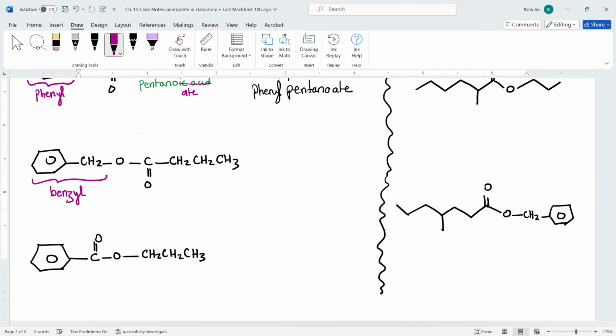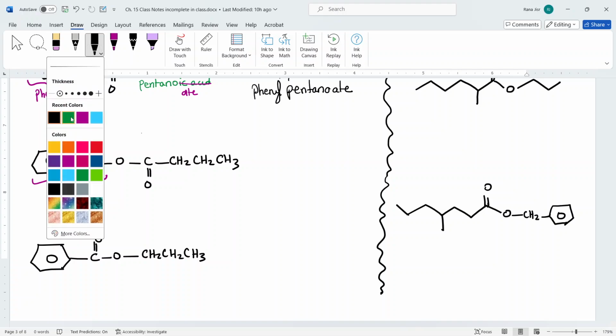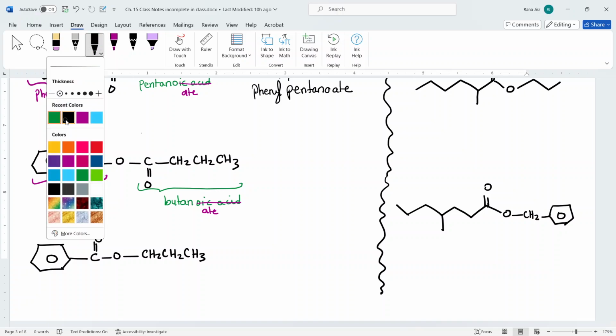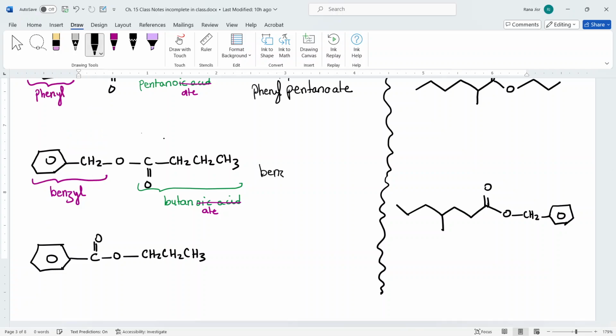Okay, so that is going to be a benzyl, and then we are going to name the second part, including the carbonyl. So it's going to be this whole thing in there. And that is going to be butanoate. So it's going to be butane. We drop the oic acid. Okay, so we're going to drop the oic acid out and we're going to add an ATE. So the name here is going to be a benzyl butanoate. Okay.